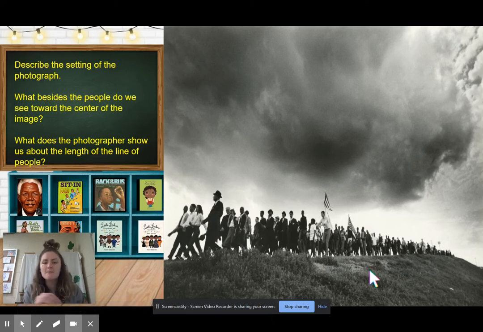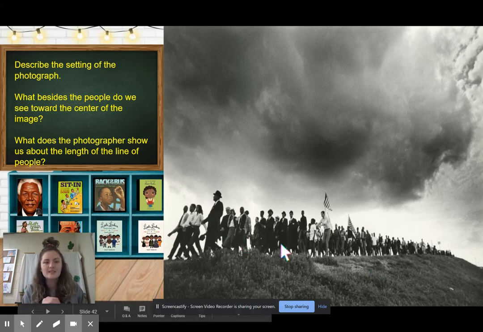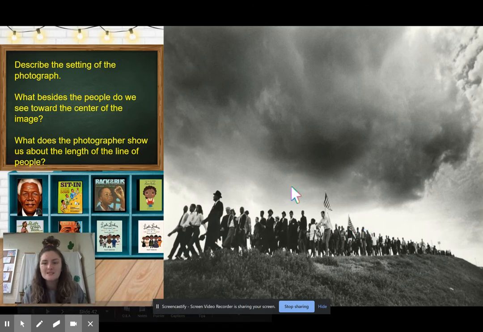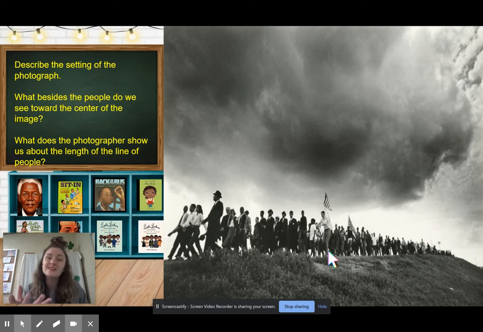What besides the people do we see toward the center of the image? So the center means the middle. What do you see in the middle of the picture? Besides the people, what is standing tall in the middle of the picture? The American flag, right? Because these people wanted freedom and justice in America. They were fighting for that freedom in America.